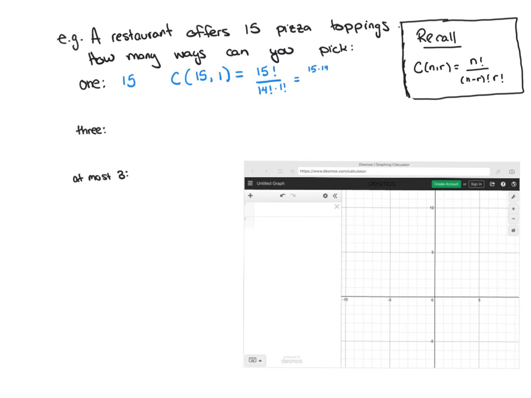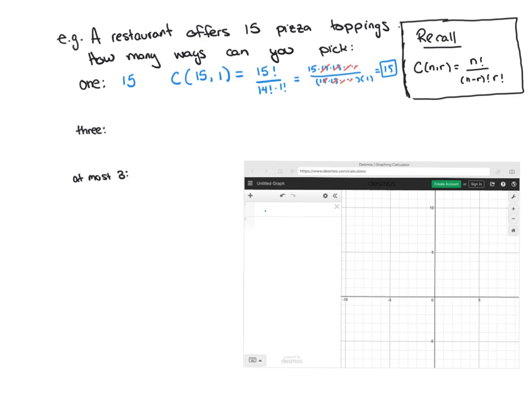So on the top, I have 15 times 14 times 13 all the way down. At the bottom, I have 14 times 13 all the way down. And then I also have that extra 1. Right, so the 1 doesn't really make a difference, but I can cancel out everything that's left, so I end up with just 15 over 1, which is 15. So if you ever need to calculate these factorials by hand, it's helpful to remember that they cancel.